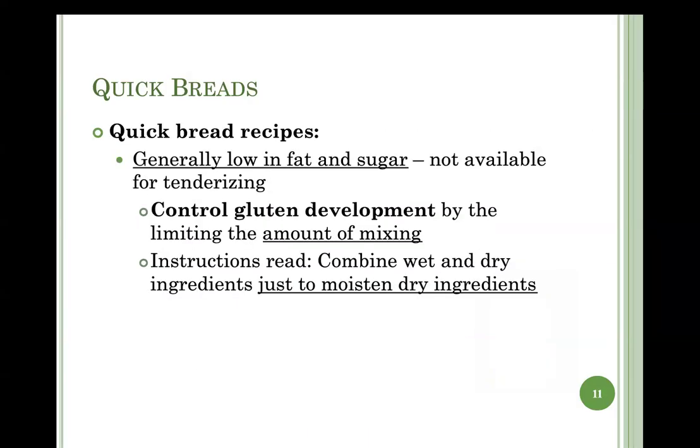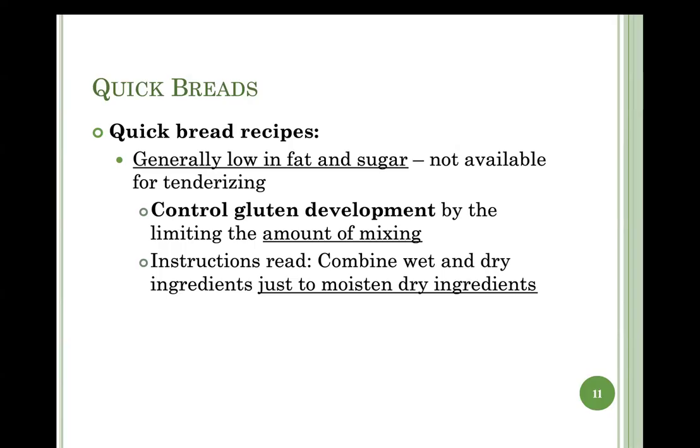So your quick bread recipes, they're generally low in fat and sugar. We want to make these less available. They're not available for tenderizing. So we have to use other techniques to prevent gluten formation, all right, or too much gluten formation. So how do we do this? Going back to our gluten formula, gluten and gliadin, manipulation and liquid, right?